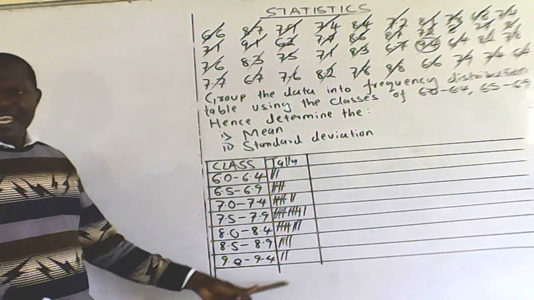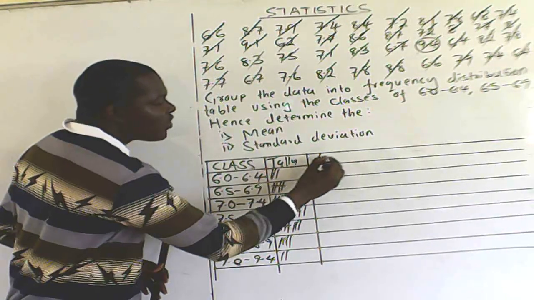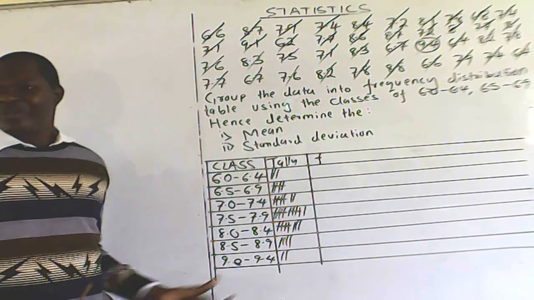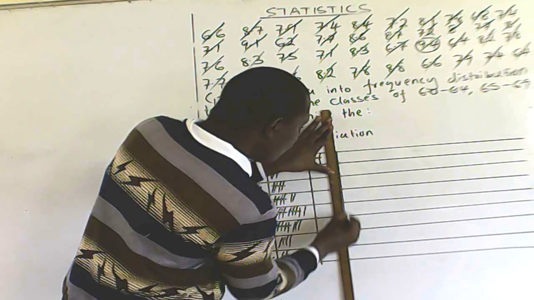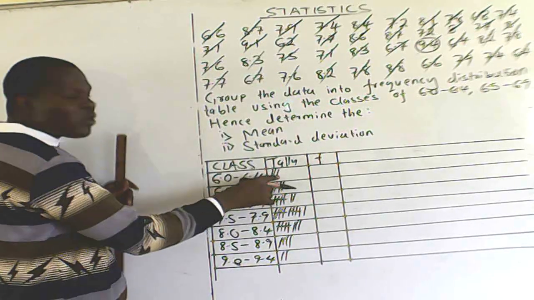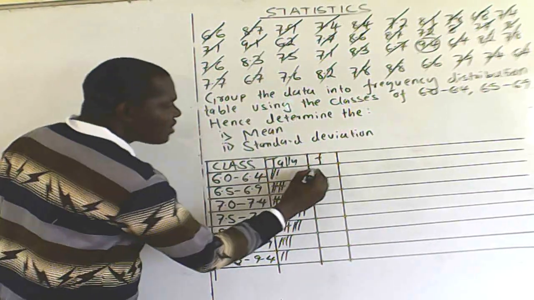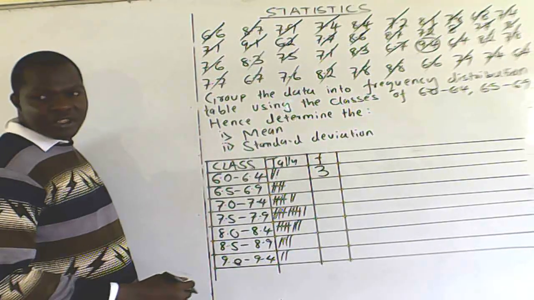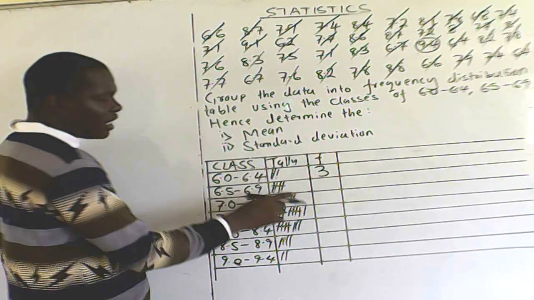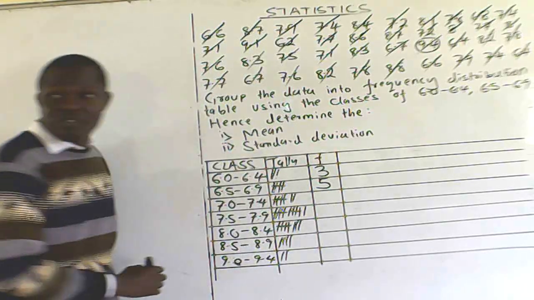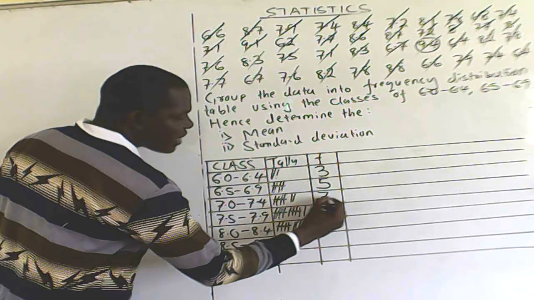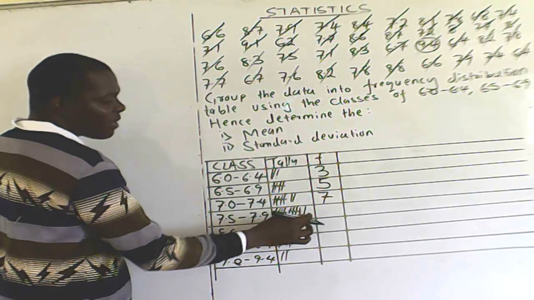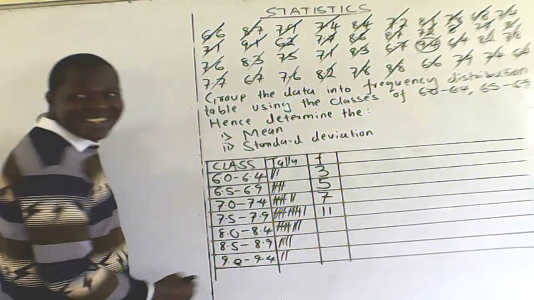So from the tallying, you are now able to see the frequencies, the number in each and every class, isn't it? So can you now count what you've tallied? Here you counted 3, isn't it? So that class has a frequency of 3. Here you counted 5, so that class has a frequency of 5. Here you counted 5 plus 2, that is 7. In this class, 5 plus 5 plus 1, 11, isn't it?